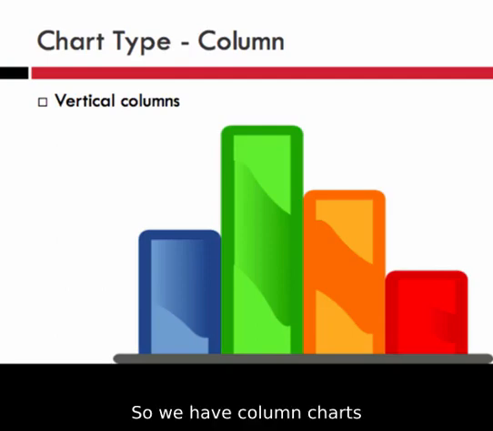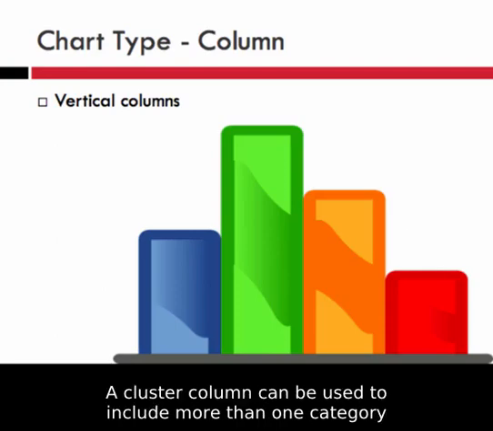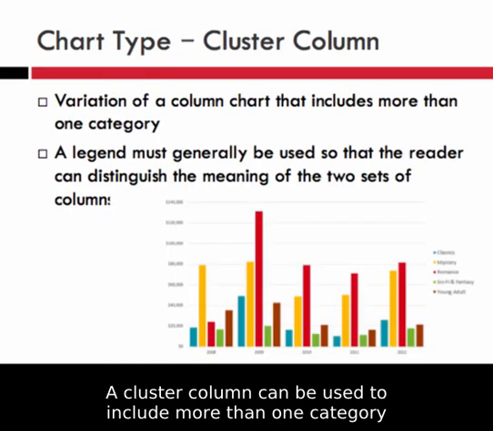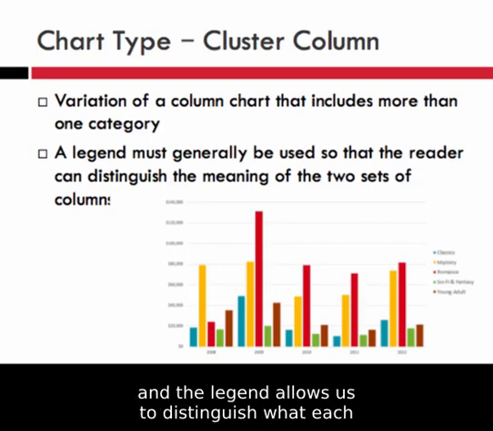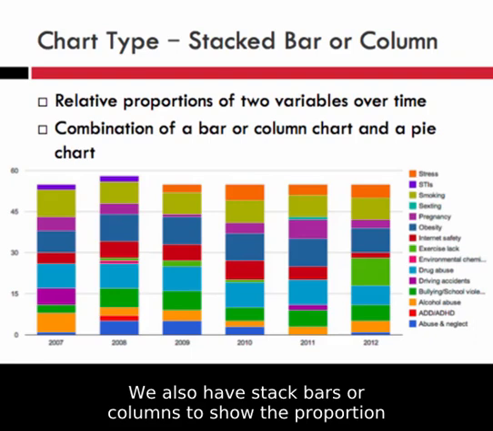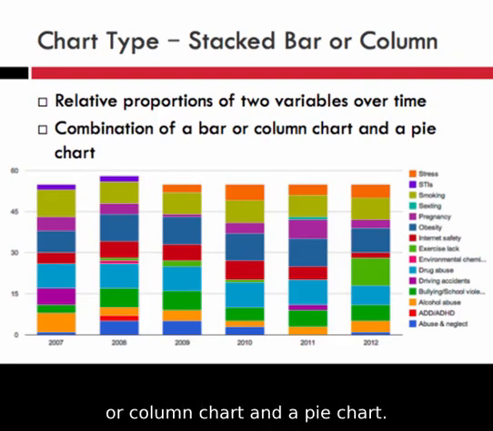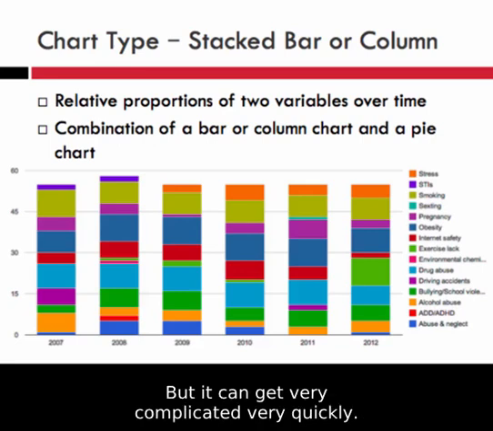So we have column charts where we use vertical columns to compare data. A cluster column can be used to include more than one category, and the legend allows us to distinguish what each of those categories mean. We also have stacked bars or columns to show the proportion of two variables over time. This is kind of a combination between a bar or column chart and a pie chart, but it can get very complicated very quickly.